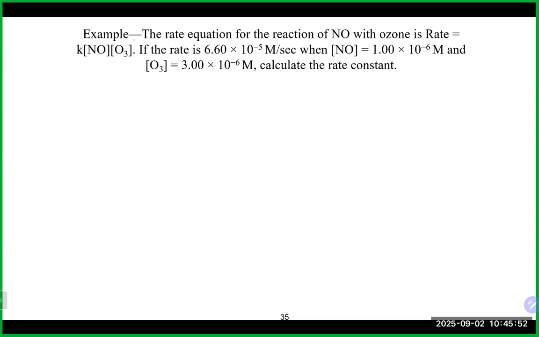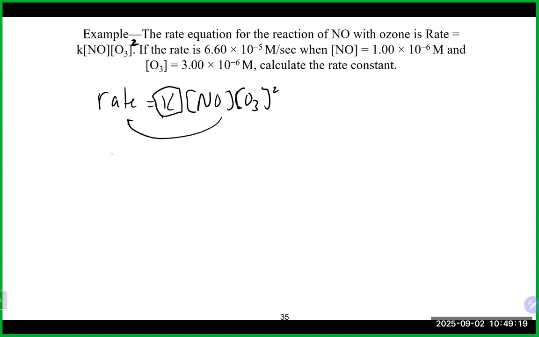Why don't we change it up? Let's actually square O3, just for the fun of it. In this case, I changed it, so the rate is equal to k[NO][O3] squared. Again, we would be solving for k, so we're going to bring these to the other side. That gives us the rate over [NO], and because I made it second order, we do need to take that over, and that would equal k.